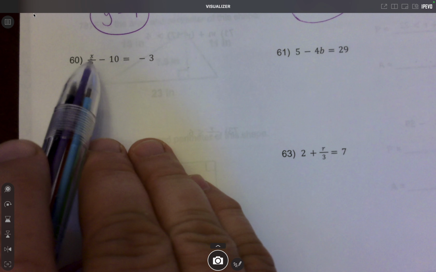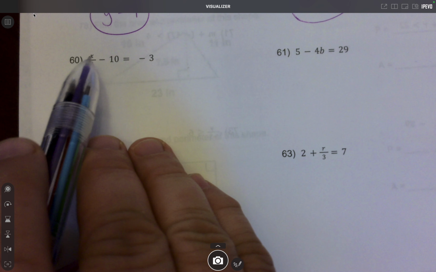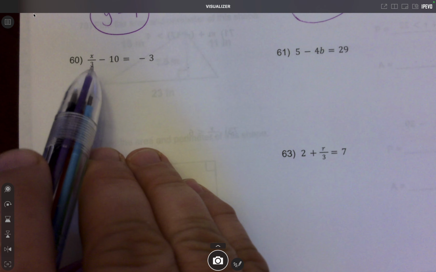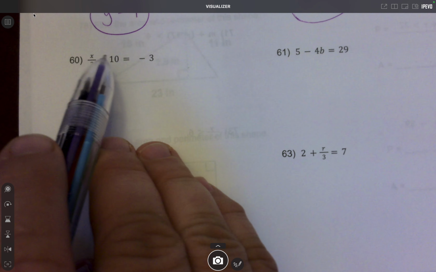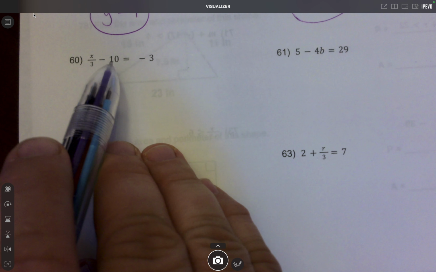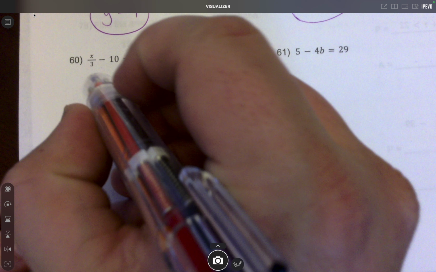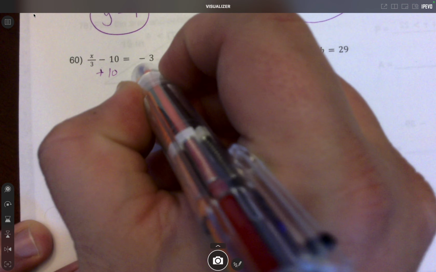So the thing I told you to think about is look and see what, literally, the way this is written, is physically farther away from x. Well, the 3 is right there in the same fraction as x, whereas the 10's way over here. So the 10's farther away, so that's what needs to move first. So we have a minus 10. So our first step is to get rid of that 10 by adding 10 to both sides.